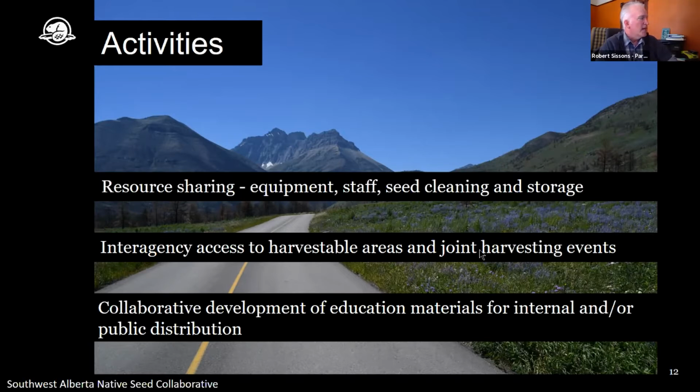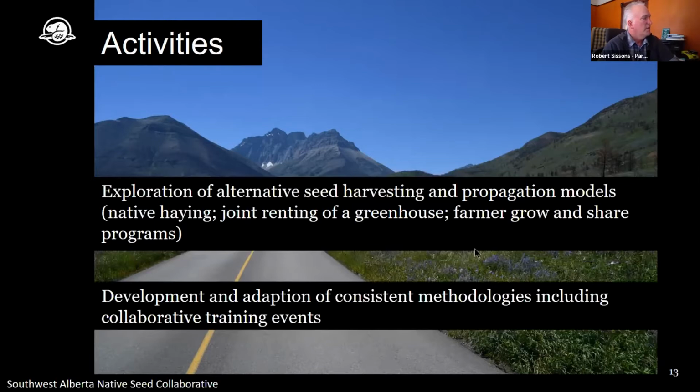So interagency access to harvestable areas and joint harvesting events. So if I have a great bumper crop of species that we're interested in, then we can have a session that everybody can come and collect. Collaborative development of education materials for internal and public distribution. And exploring alternate seed harvesting and propagation models.